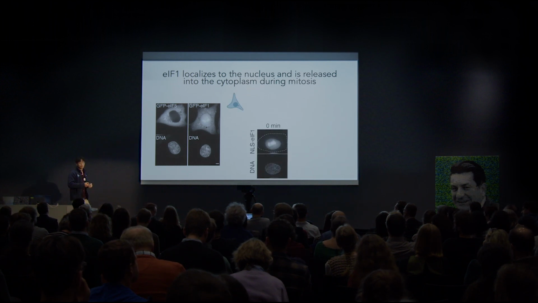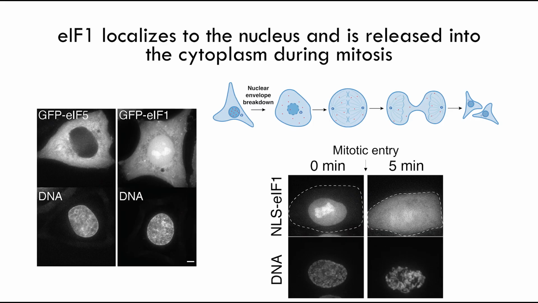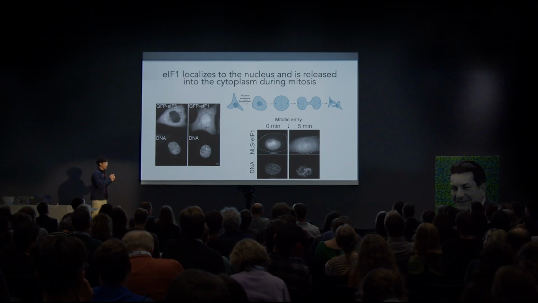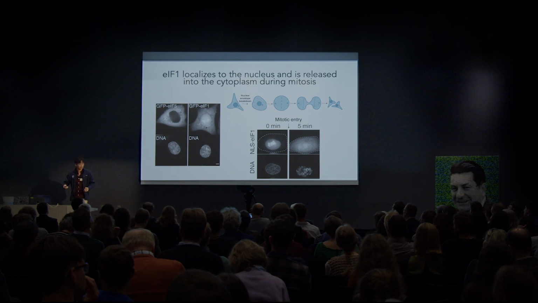I think this nuclear localization can really help explain its differential association with the ribosome during mitosis. When you think of a nuclear protein in interphase, well, it's in the nucleus. But when the cells enter mitosis, the nuclear envelope breaks down, releasing the nuclear fraction into the cytosol where it can interact with cytosolic proteins. I was able to show by live imaging that nuclear EIF1 is released into the cytosol soon after mitotic entry. I next wanted to test and show that nuclear EIF1 is responsible for this change in start codon selection across the cell cycle.